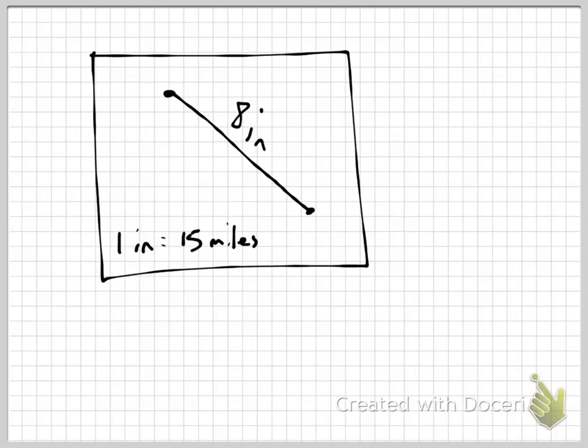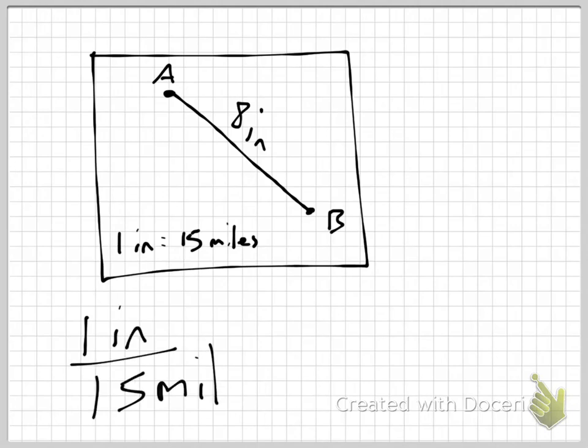If you measured it and you looked, it's 8 inches. How far is it from point A to point B? Well, let's just figure it out. Let's use our proportions to solve this. What do we know? We know that 1 inch is 15 miles.